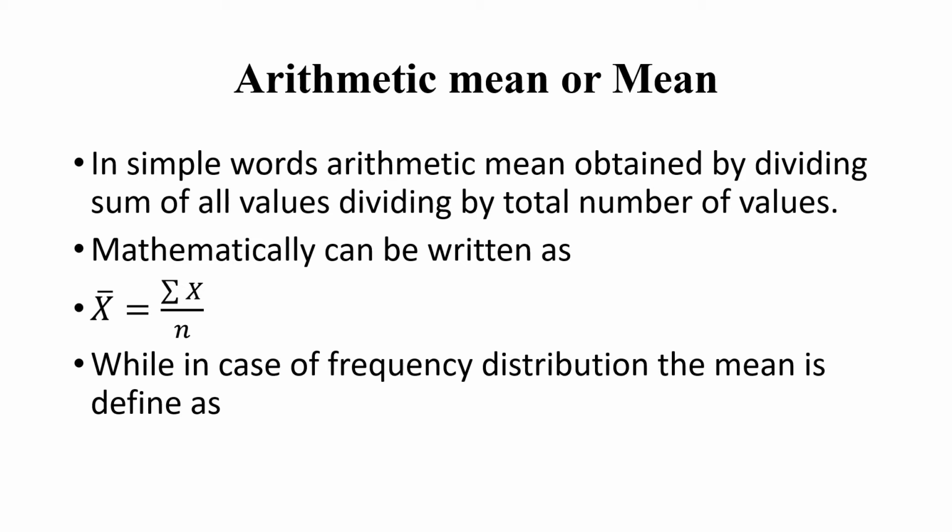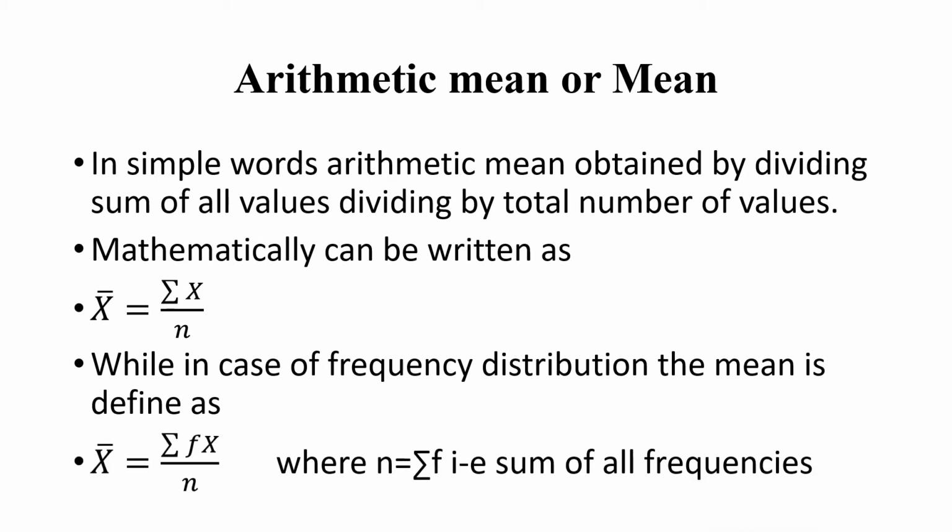While in the case of frequency distribution, the mean is defined as x bar equals the sum of the product of f and x, where f is the frequency and x is the values of the variable. In such a situation, because we have organized the data in frequencies, the sample size, that is the total number of values in the frequency distribution data set, we can find from f. So n is equal to the sum of f.